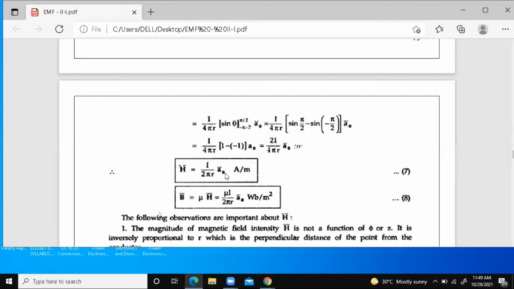Now, in electrostatics, D is epsilon E. The equivalent for magnetostatics is B, the magnetic flux density, which is mu H.